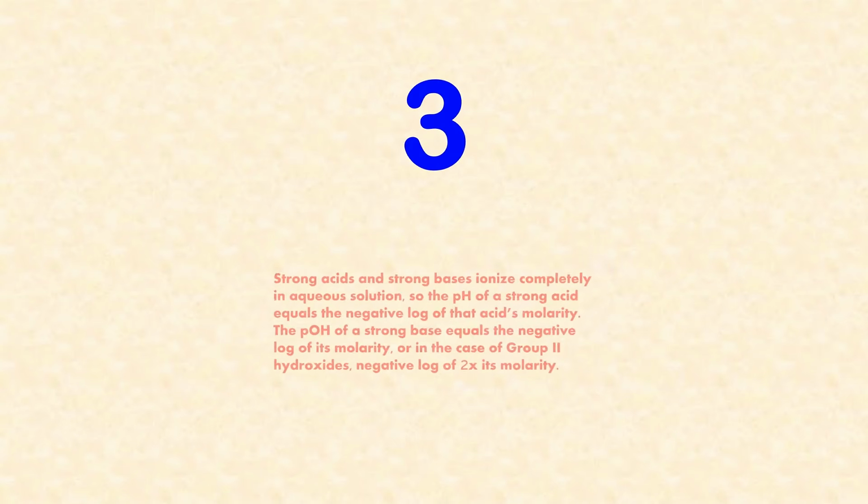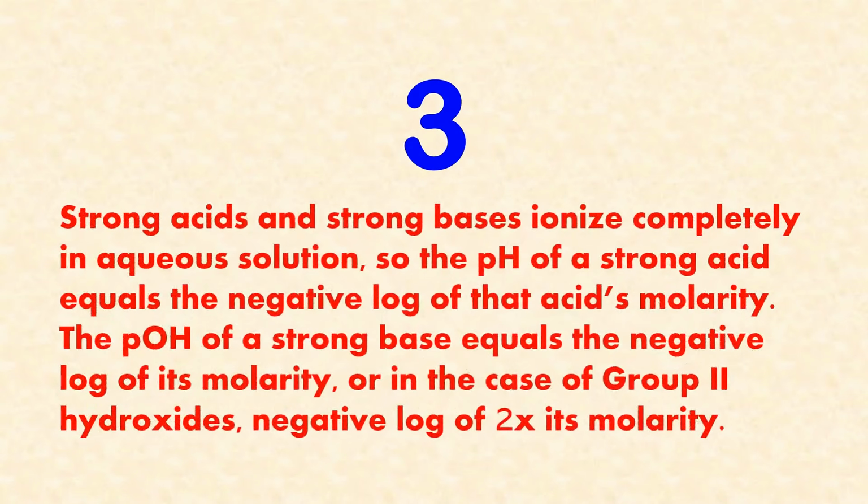Number 3. Strong acids and strong bases ionize completely in aqueous solution. So the pH of a strong acid equals the negative log of that acid's molarity. The pOH of a strong base equals the negative log of its molarity. In the case of group 2 hydroxides, negative log of 2 times its molarity.